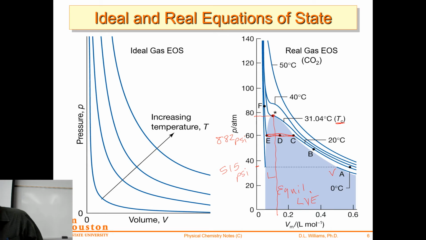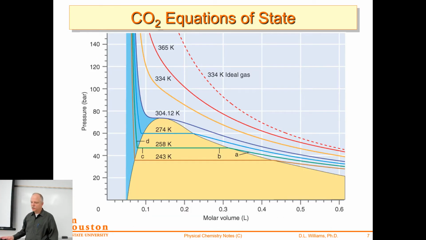And so we can zoom in on this, what I've drawn. So this is the CO2, same kind of diagram as we saw before. And you can see the ideal gas. So I've got a couple of temperatures on there that are the same. So 334 Kelvin for the CO2, that orange curve, and then the dashed curve is the ideal gas. So you can see as you get close to the condensation region, the ideal gas law is very wrong.